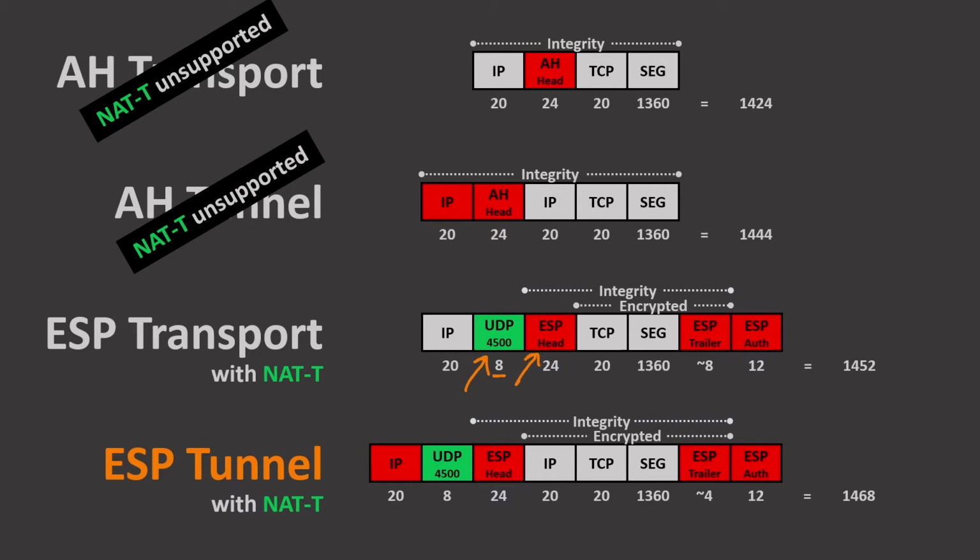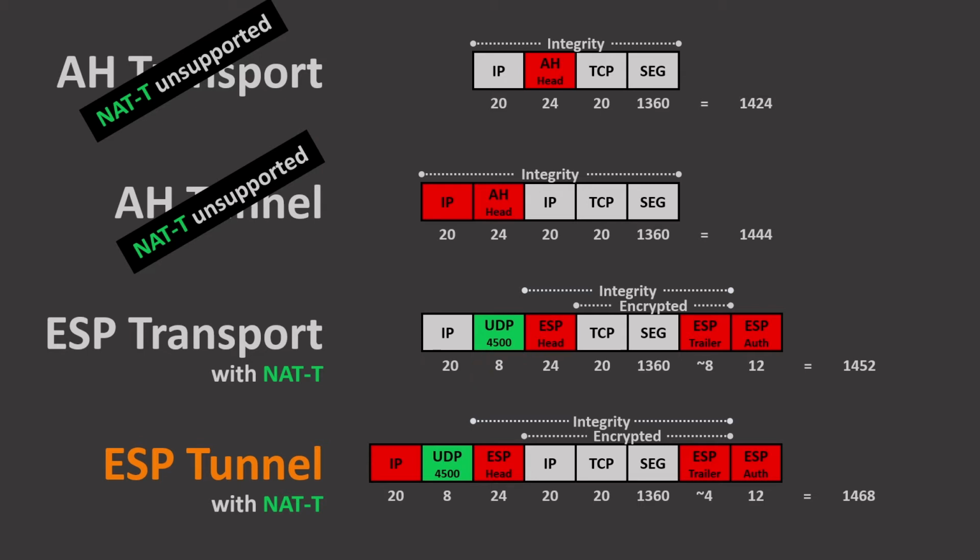A NAT overload device wants the source IP and the source port to make the translation to the one global IP. And it doesn't have that with ESP because ESP has no ports in the header, only sequence or SPI numbers. With this NAT traversal, you encapsulate your ESP with UDP and you give it a port to play with. You give the NAT device a port to reference so it can make the translation.